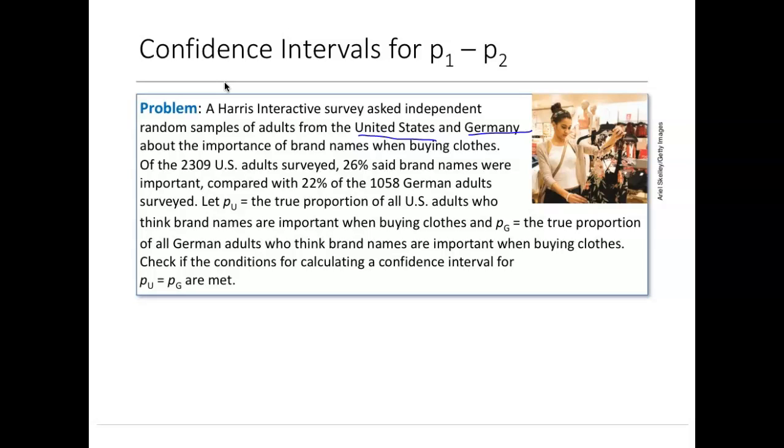Let PU equal the true proportion of U.S. adults who think brand names are important when buying clothes, and PG equal the true proportion of all German adults who think brand names are important when buying clothes. Check conditions for calculating a confidence interval for PU minus PG are met. And again, PU equals PG is the same statement as PU minus PG equals 0, which is what we would actually be creating the confidence interval for.